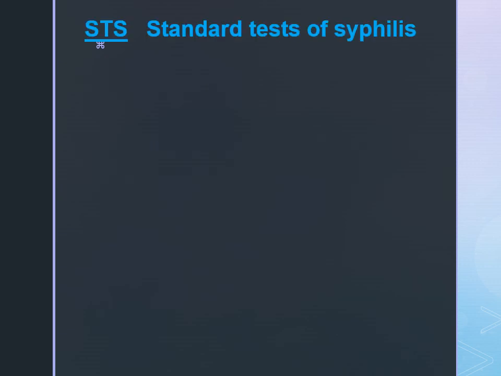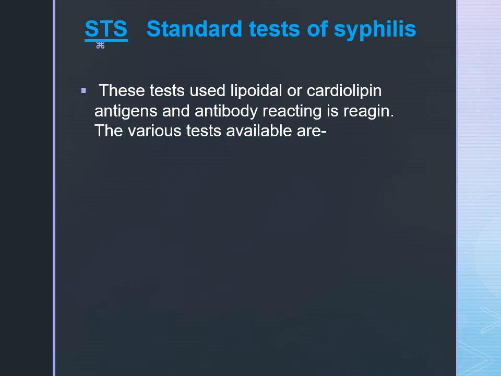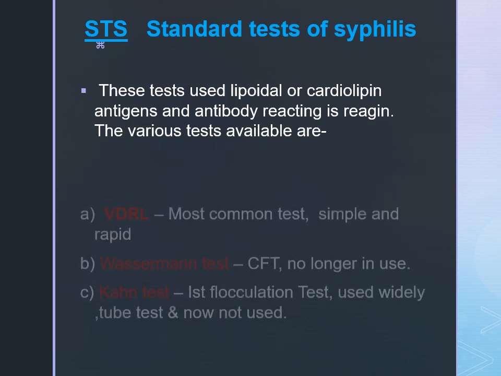Usually it comes as a short note. So if standard test of syphilis comes directly, at that time you will not write all the tests, but you have to write only the non-specific tests, that is VDRL and RPR. I have already told you that we are targeting the cardiolipin antigen and the antibody which is present in the patient, that is called reagin antibody.